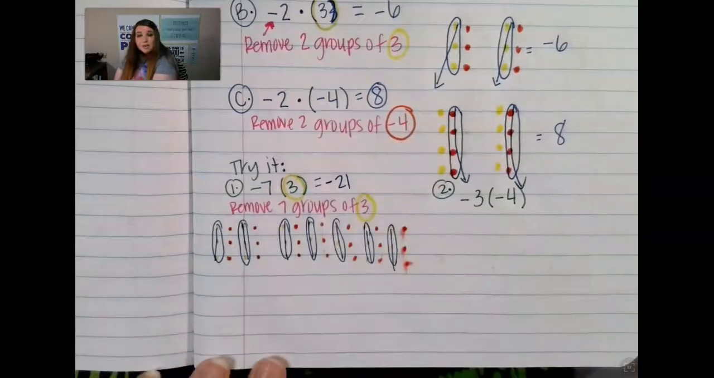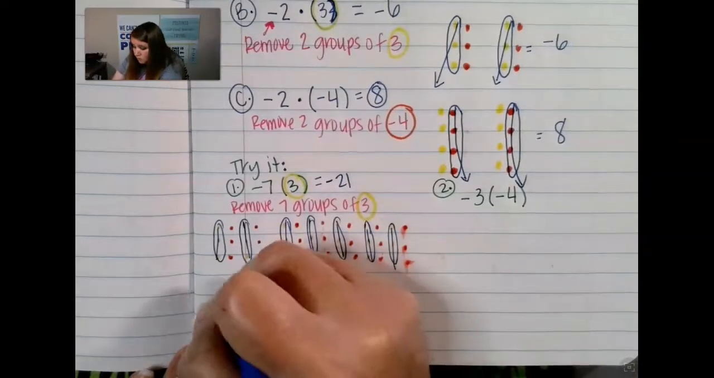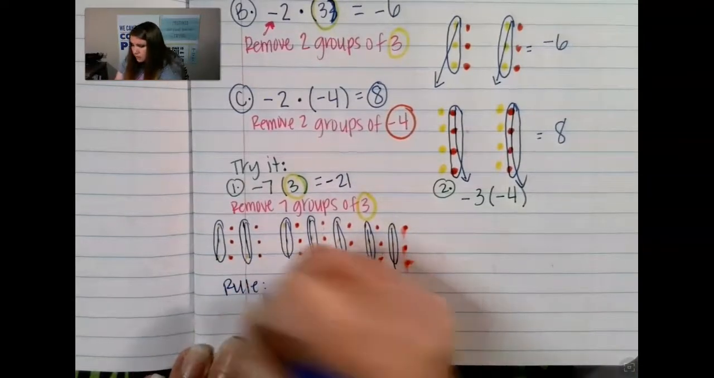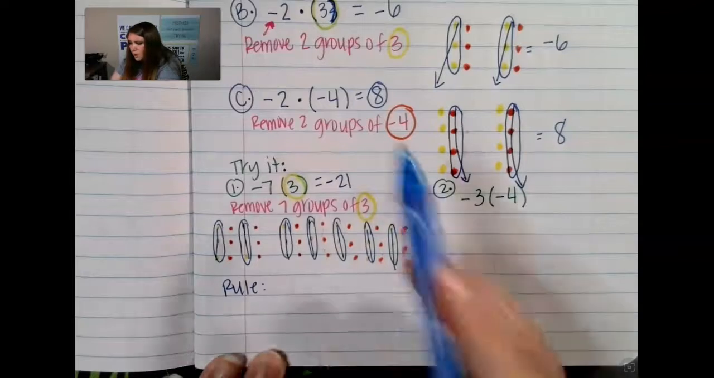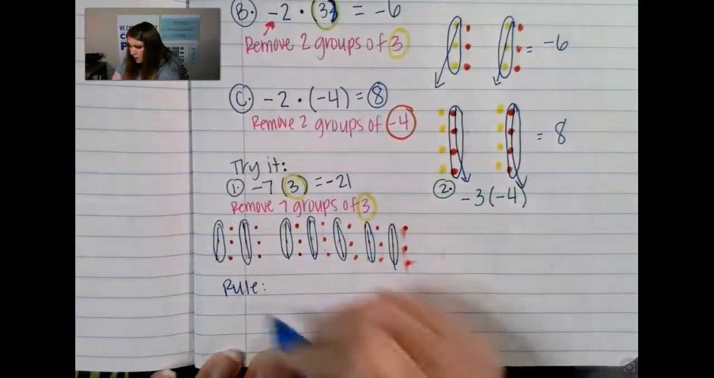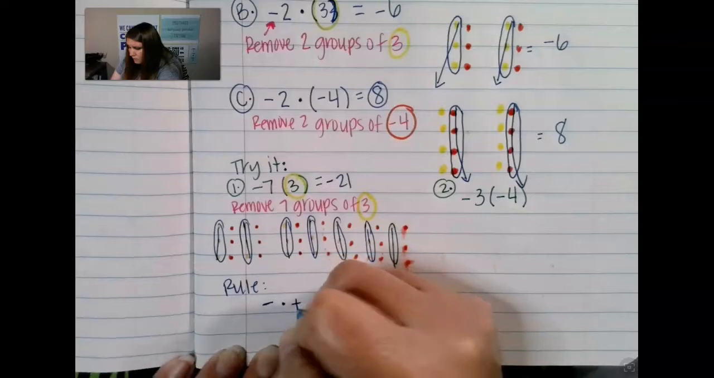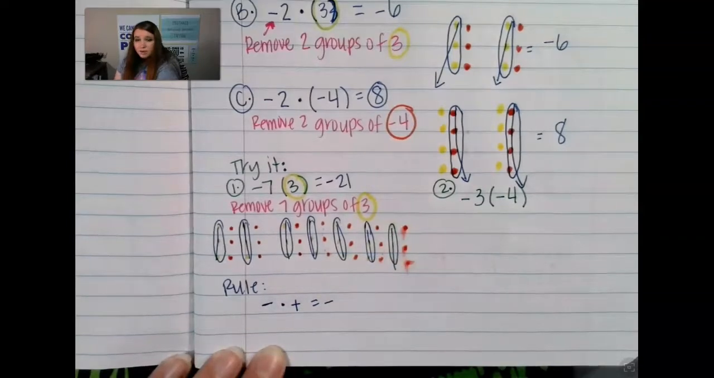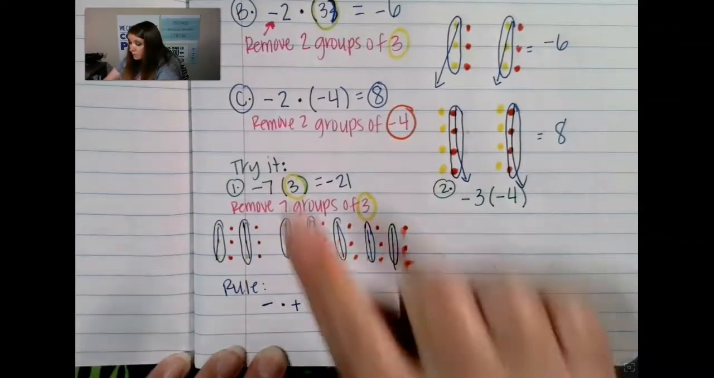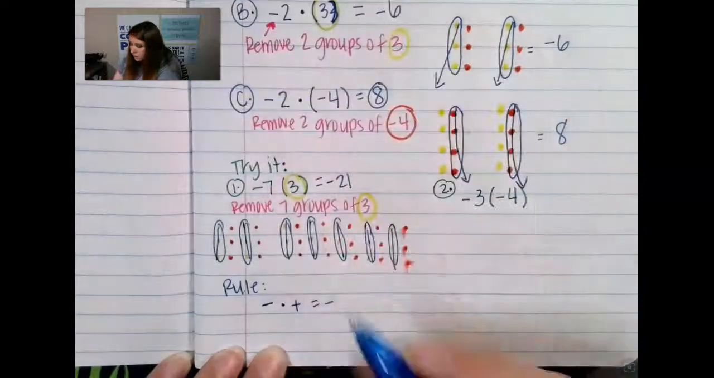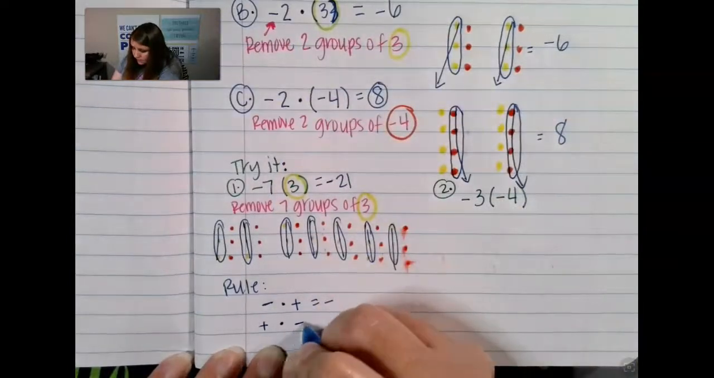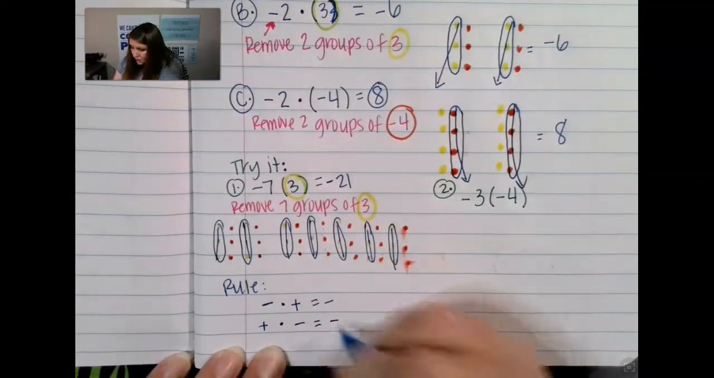Or I can think about the rule, which my rule that I'm starting to develop here says when I have a negative times a positive, so if I have a negative times a positive, I end up with a negative. Up here, when I had a positive times a negative, I got a negative.